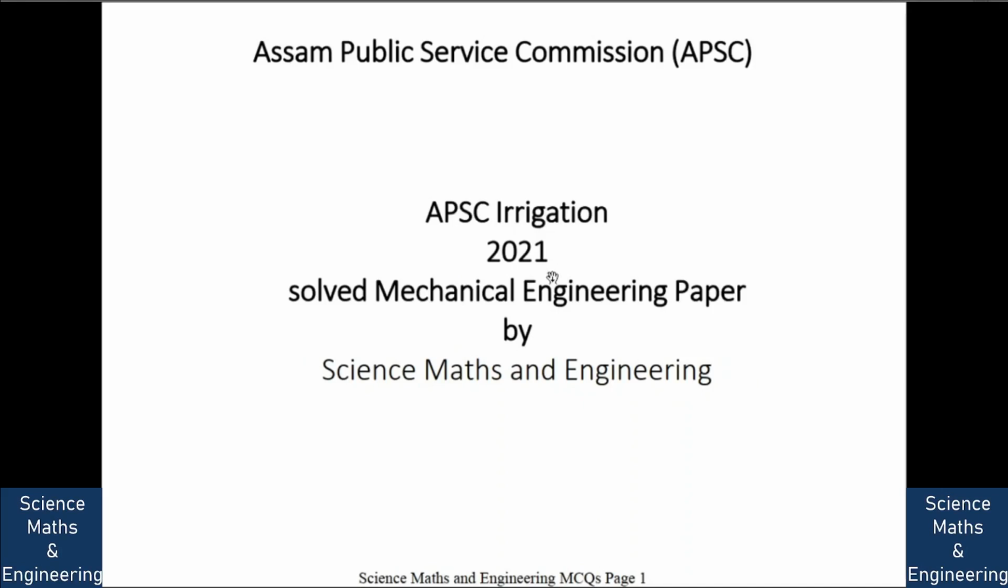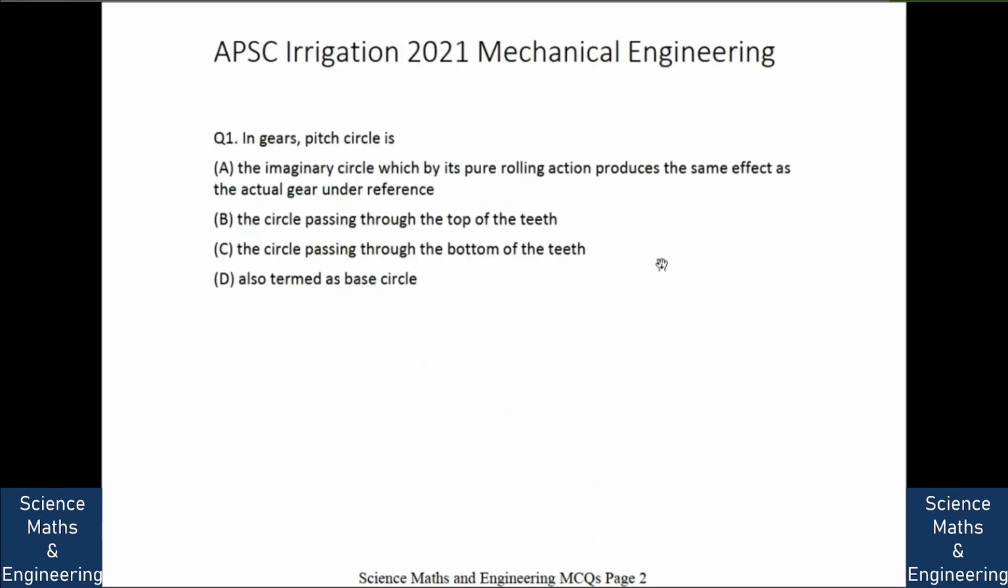Today we are going to solve the APSC Irrigation 2021 Mechanical Engineering paper. So let's get started. Question number 1.